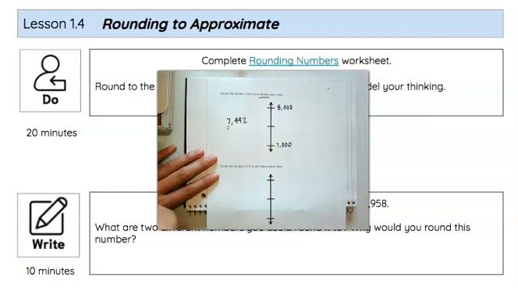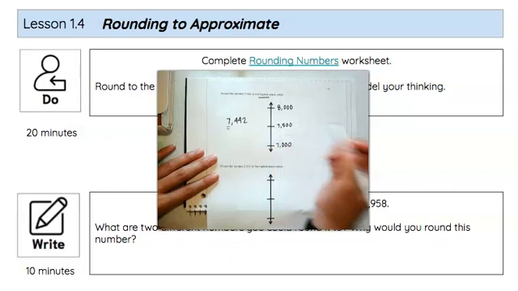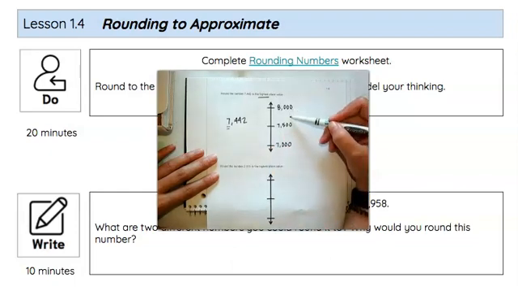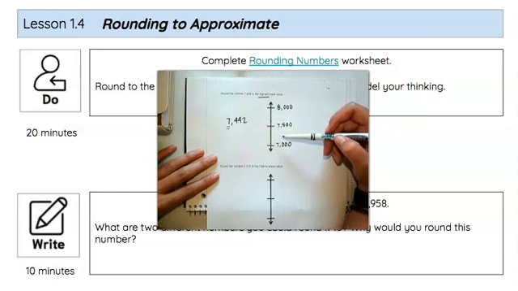My next step is to find what my middle number is. In this case, it's 7,500. And remember, I can check my work to be sure that this number is 500 and this number is 500. So we want to make sure that the distance between these two represents the same value.